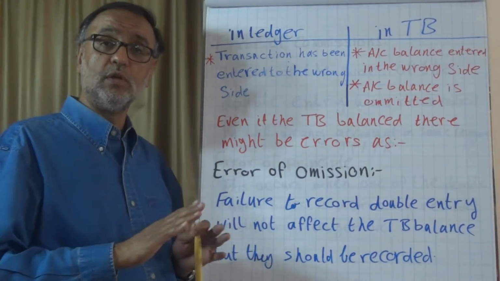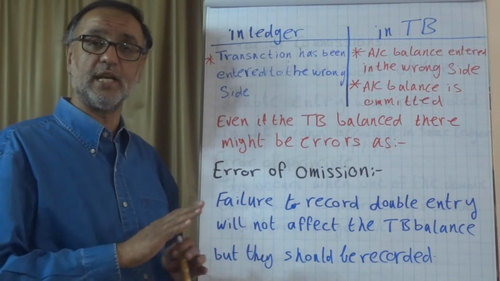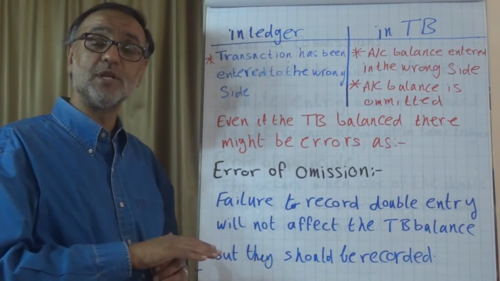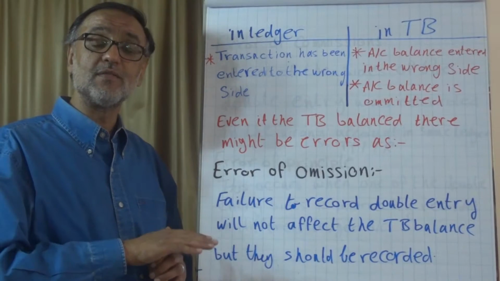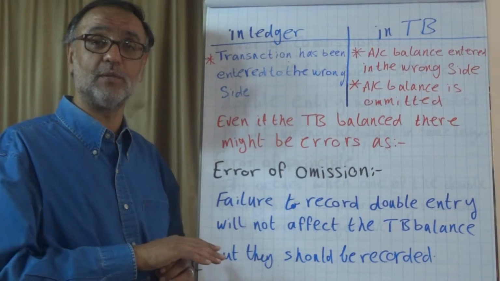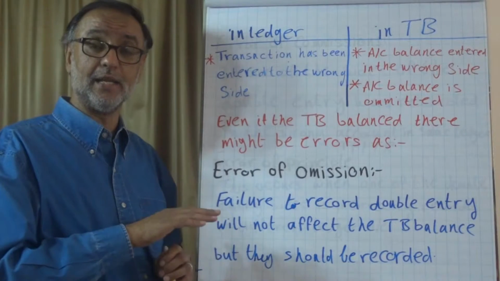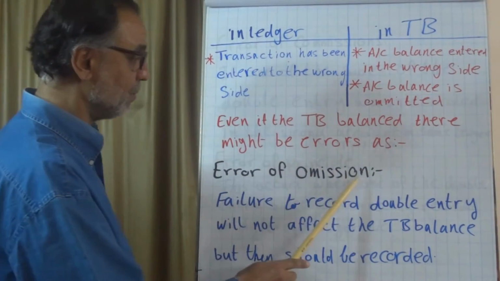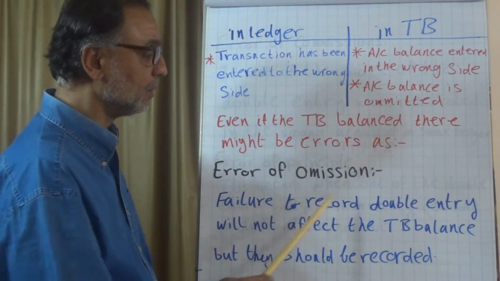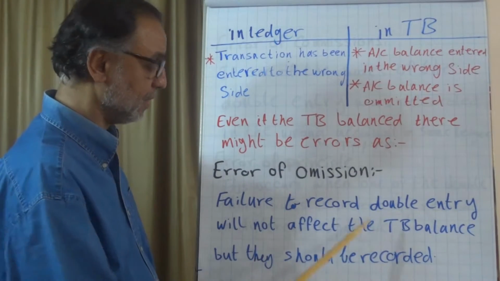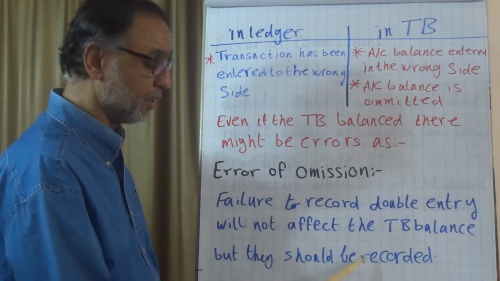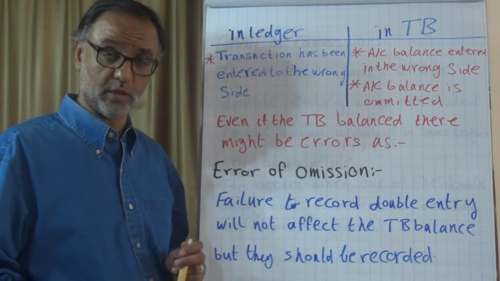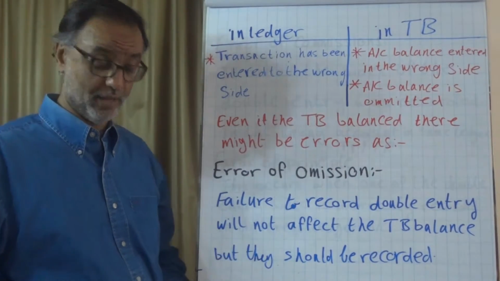However, even with all the checks on the previous errors, and we make sure that everything is correct and the trial balance is balancing, this doesn't mean that the information in the trial balance is accurate, because there are several errors that might not affect the trial balance, but still they have to be corrected to make sure that your financial statements are correct. First one is error of omission. Failure to record a double entry will not affect the balance, but it should be recorded. Any double entry that was missed, that was not posted to the ledger, and accordingly is not included in the trial balance, has to be recorded. However, this will not affect the balance of the trial balance.